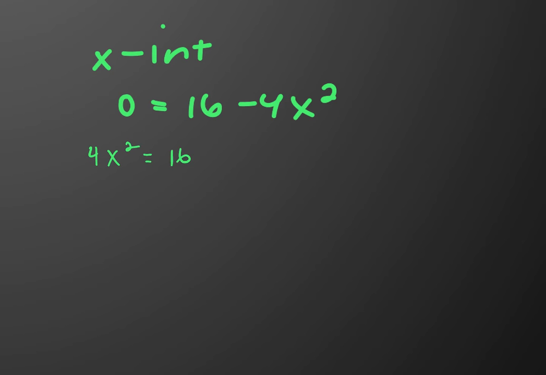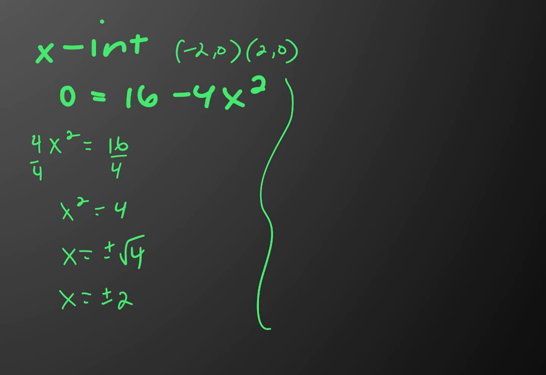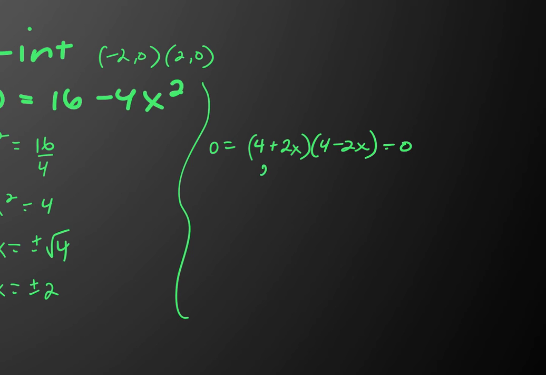So that would look like this. 4x squared would equal 16, divide by 4. x squared would equal 4, square root both sides. And you'd get plus and minus 2. So there's your (-2, 0) and (2, 0). Or this is the difference of two squares, so you could also factor it. This would be (4 plus 2x)(4 minus 2x), and then you can split and solve that. 2x would equal negative 4, x would equal negative 2, 4 would equal 2x, and x would equal positive 2.